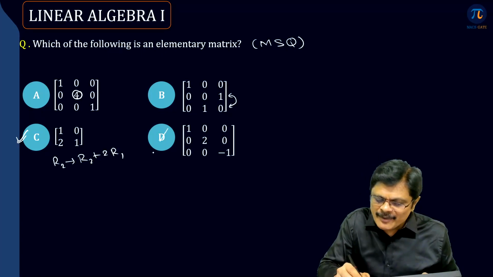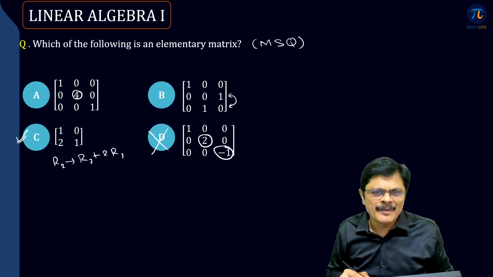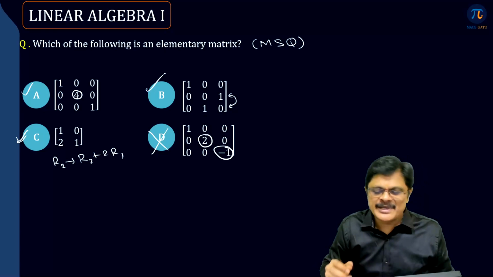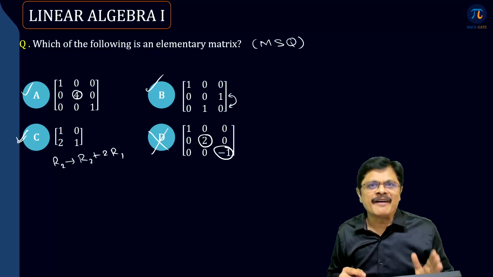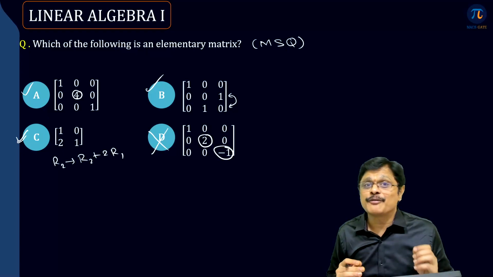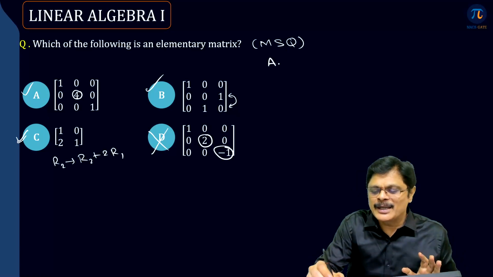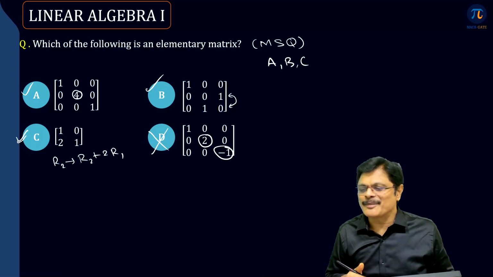This is not an elementary matrix because you see two elements in the main diagonal are changed. That cannot be an elementary matrix because you performed two operations. So A, B, C are elementary matrices. D is not. See, my dear friends, if you write only half the answers, you will not get marks. You have to write all 3 options correct for a multiple choice question. Even if you write 2 correctly, you will not get marks. Remember.